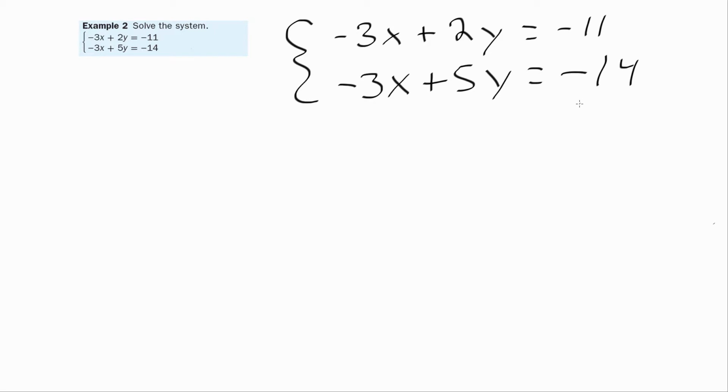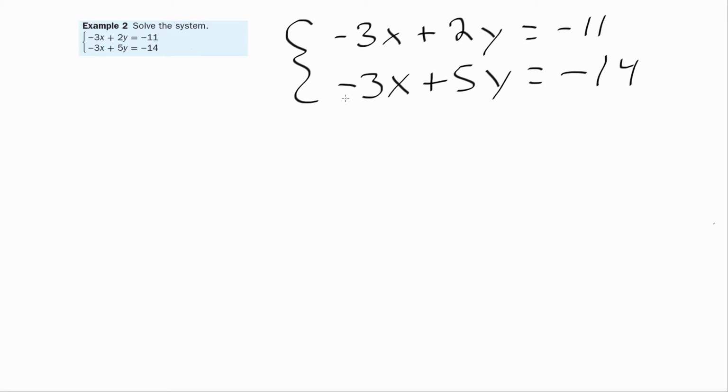Nothing's opposite anything else here. So I can't just add these together. I've got to do something else first. Opposites. I need an opposite. I know what changes things to an opposite. If I multiply by a negative 1, that makes something its opposite.